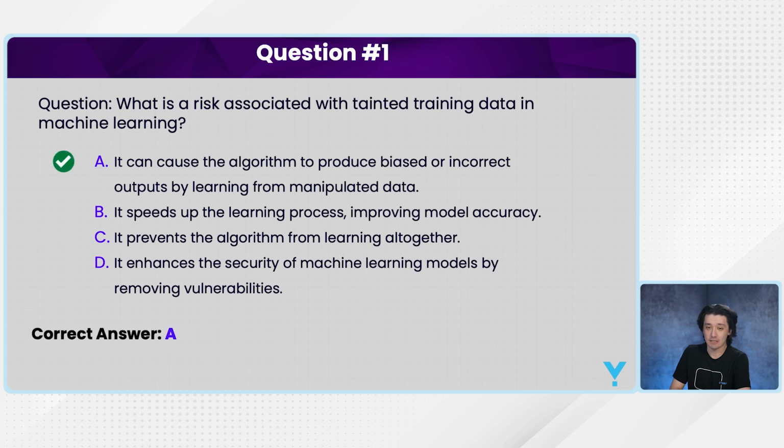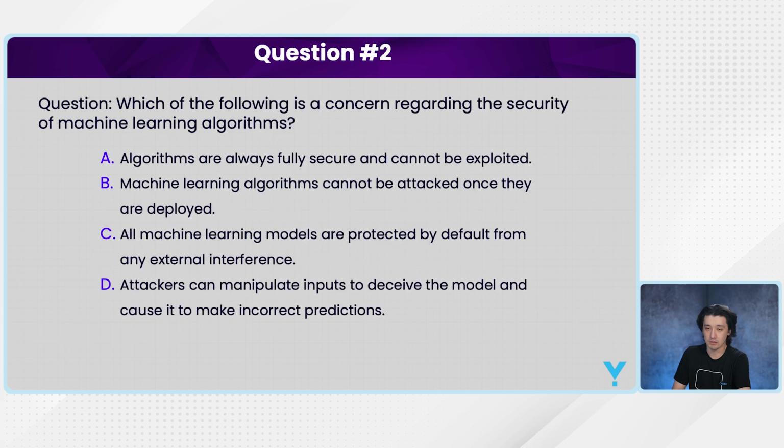Answer is A. It can cause the algorithm to produce biased or incorrect outputs by learning from manipulated data. Remember, it's not always just really outwardly wrong things. Sometimes it's a shift in the data to get away with some very nuanced issues. Monitor all data, make sure the data is clean.